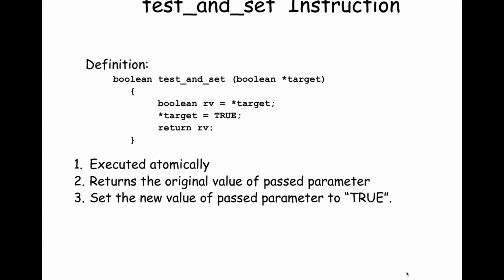Well, if you're executing this test and set, you will not be preempted until this function returns. You're guaranteed that because it's implemented using atomic instructions. So this is executed atomically, and it returns the value of the parameter, its original value that was passed in, and you do that by reference through a pointer. And it also sets the new value to true.